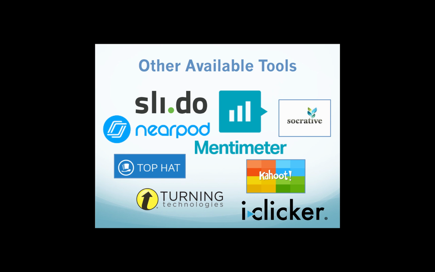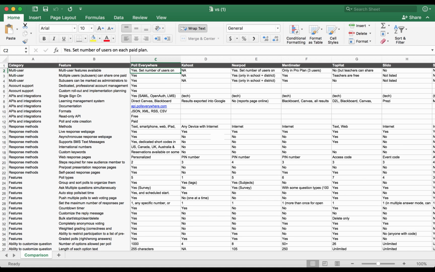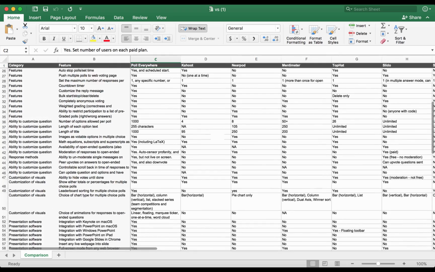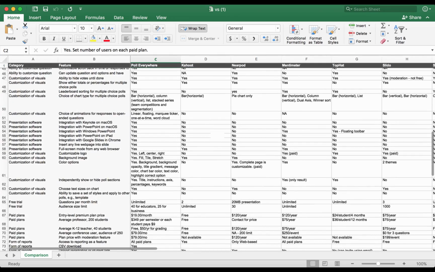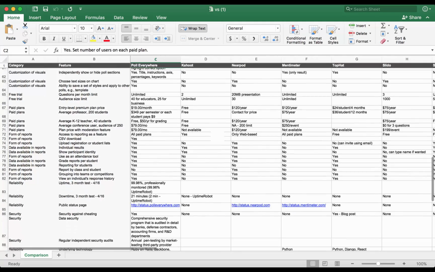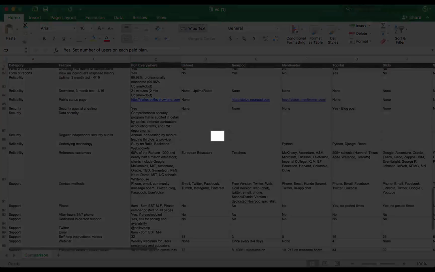There are many other products that instructors use to conduct polling in the classroom. One helpful tool that Poll Everywhere provides for instructors choosing the ideal polling tool for their classroom is a side-by-side comparison with other similar technologies on the market.